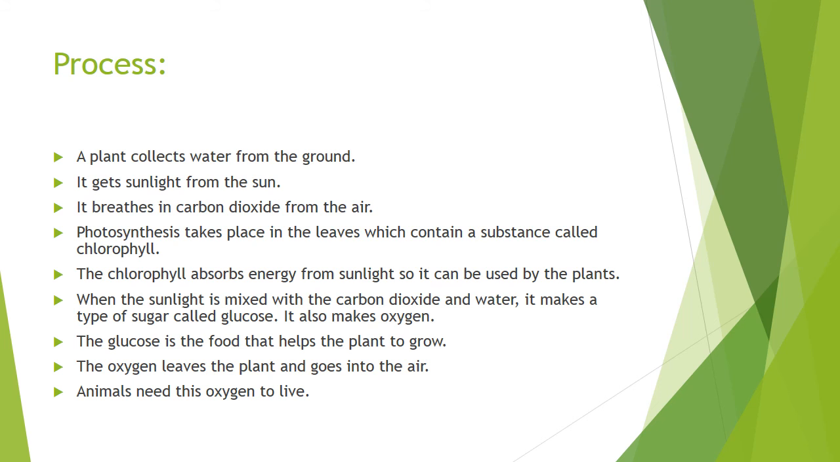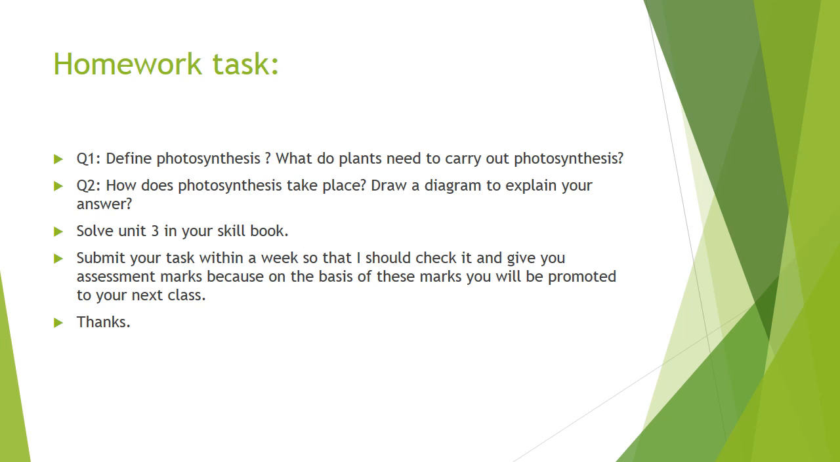Fine. Now in the next slide, this is your homework task. Question number 1, define photosynthesis. What do plants need to carry out photosynthesis? Question number 2, how does photosynthesis take place? Draw a diagram to explain your answer. Label the diagram. Solve Unit 3 in your skill book.